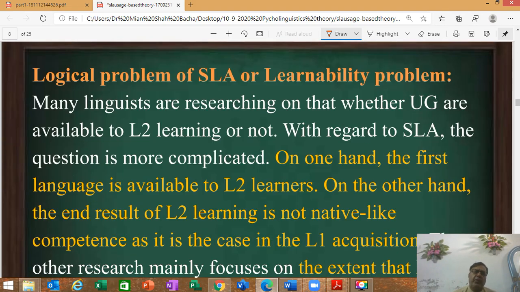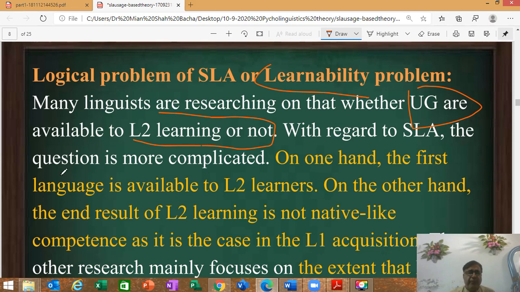My dear students, then there was a logical problem with SLA, a learnability problem. Many linguists are researching whether UG is available to L2 learning or not. This is still a debatable issue. Many researchers are doing research on it, whether UG is available for the learning of a second language.